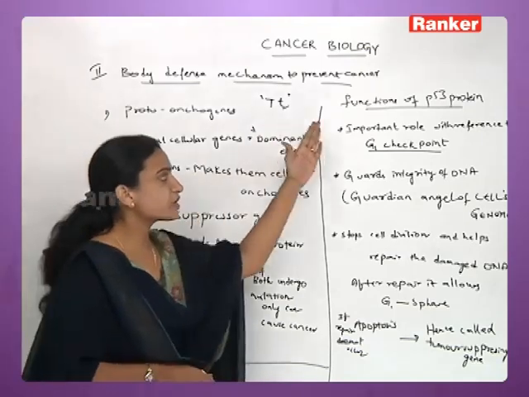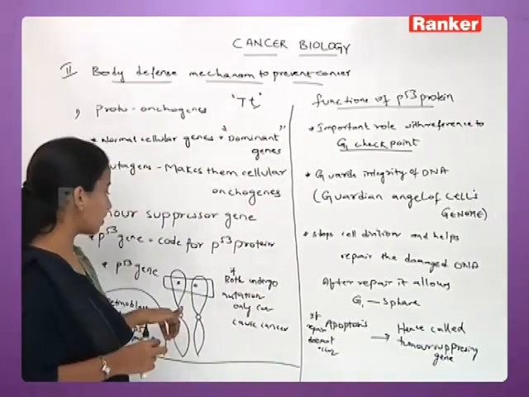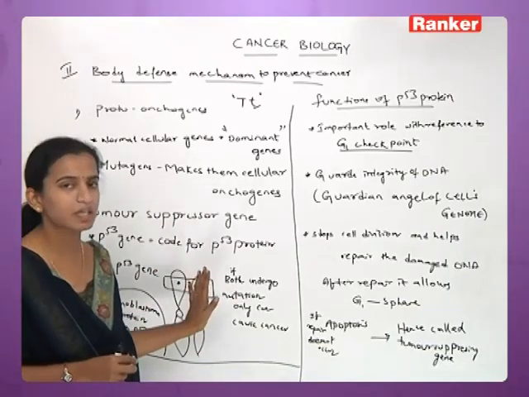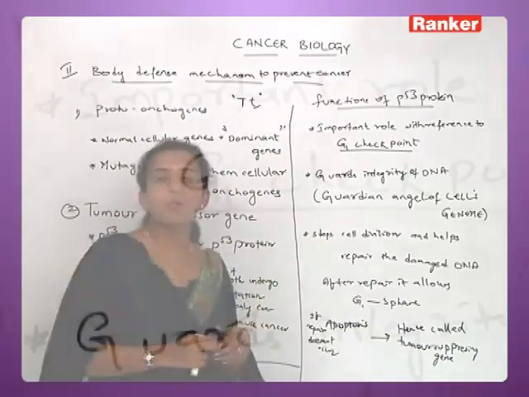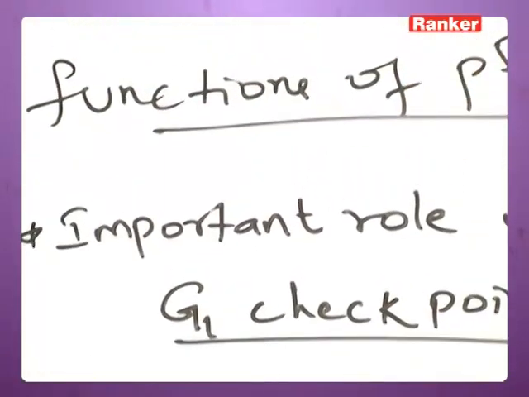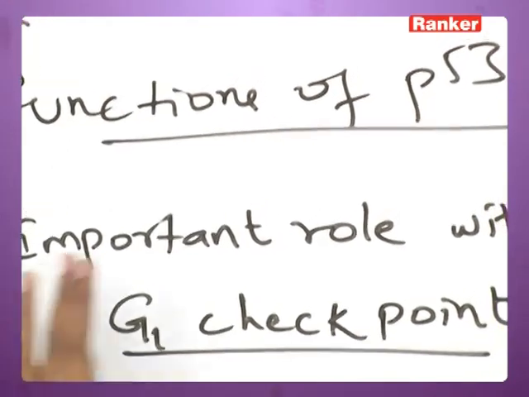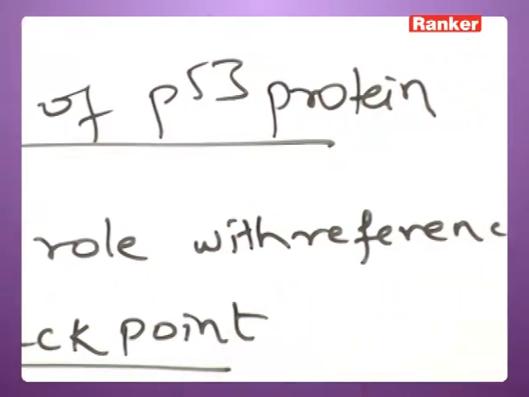Now let us see the functions of P53. We have seen what happens if at all the P53 is going for the mutation, then it causes the cancer. But here you can see what are the functions of P53. Why is this P53 so important in our body? Now, important role with reference to the G1 checkpoint.